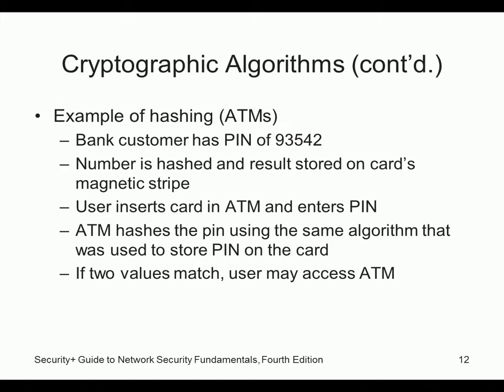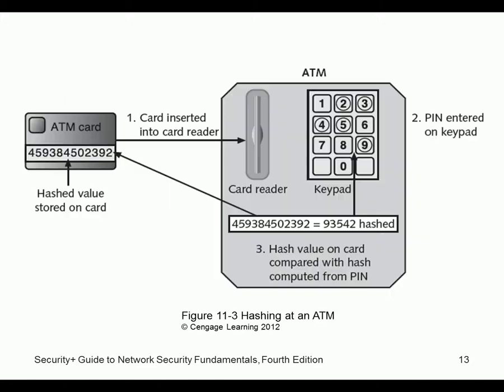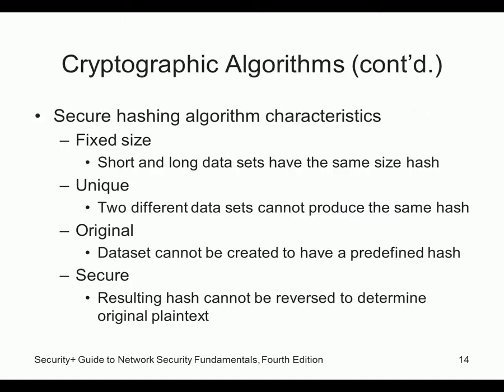So, the number is hashed. The result is stored on the magnetic strip, so if you were to get it, you would not be able to tell what it is. You insert it, enter the PIN, and then they compare them. Here's our hashed value, and when you enter your PIN again, they do a comparison, and it shows that it's the same. So, hashing should always be fixed size. If I'm hashing 2 digits or 2 billion digits, I should end up with a hash that's the same length. No 2 things should have the same hash. If they do, that's called a collision.